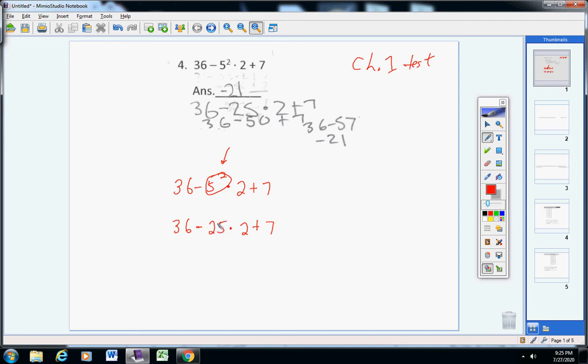Okay, now next we do our multiplication right here. So bring down your 36, bring down your positive 7, negative 25 times 2 is negative 50. Okay, now let's add up all of our positive numbers, Lauren. I have a positive 36 here, a positive 7 here, positive 36, positive 7 is positive 43. Bring down your negative 50.